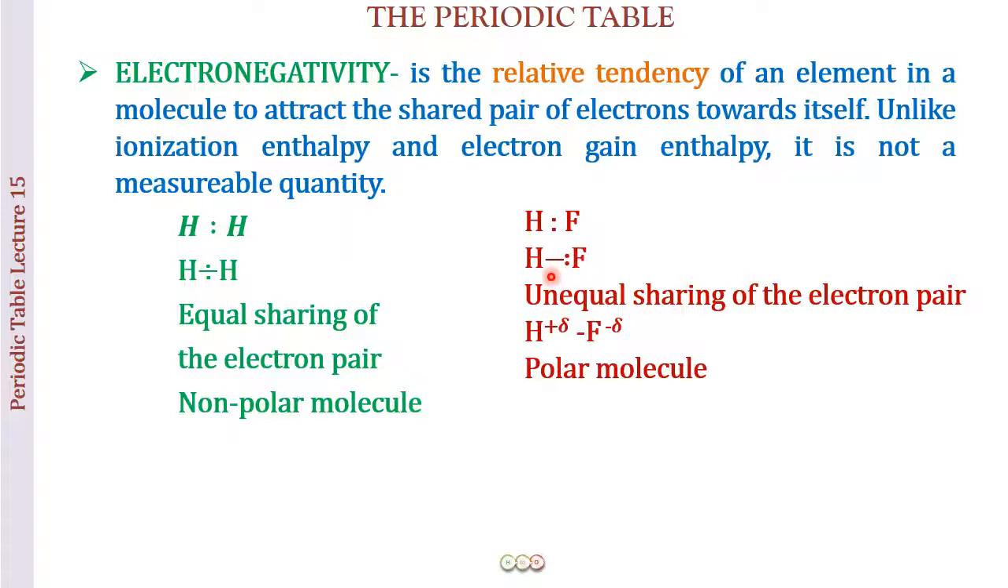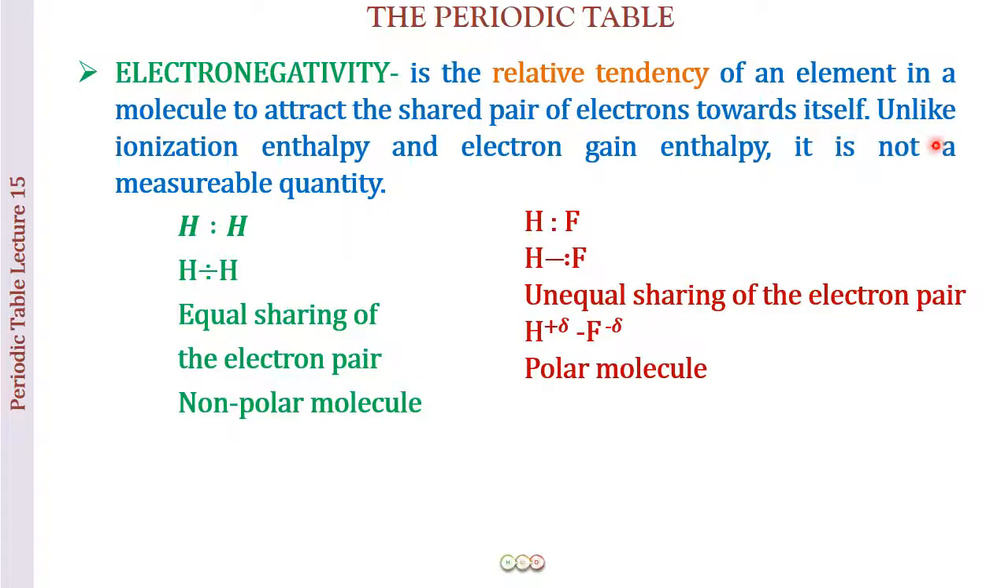Now when we say that fluorine has attracted the electron pair towards itself, this means that fluorine out of these two atoms is more electronegative, and hydrogen will be less electronegative, right? So I hope you understand now the meaning of electronegativity. Fluorine has a relative tendency to attract the shared pair of electrons more towards itself, so being more electronegative, right?